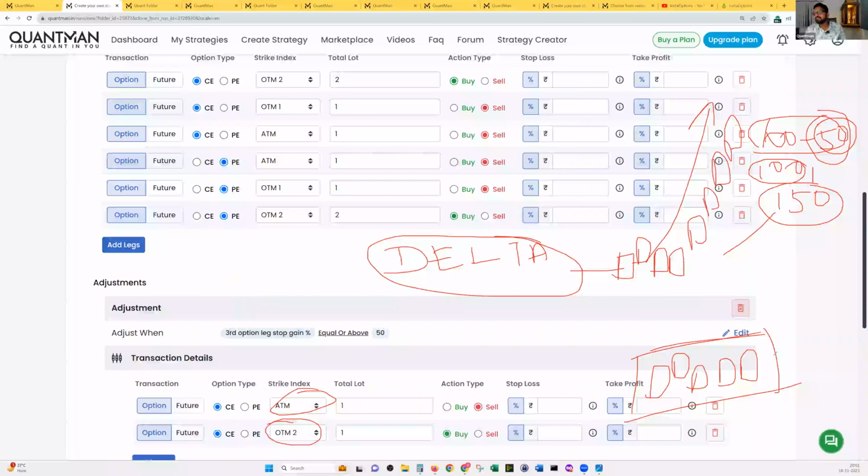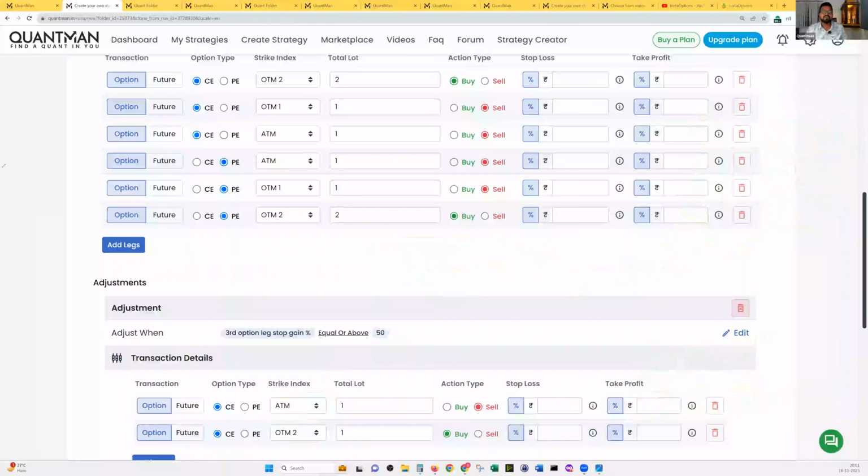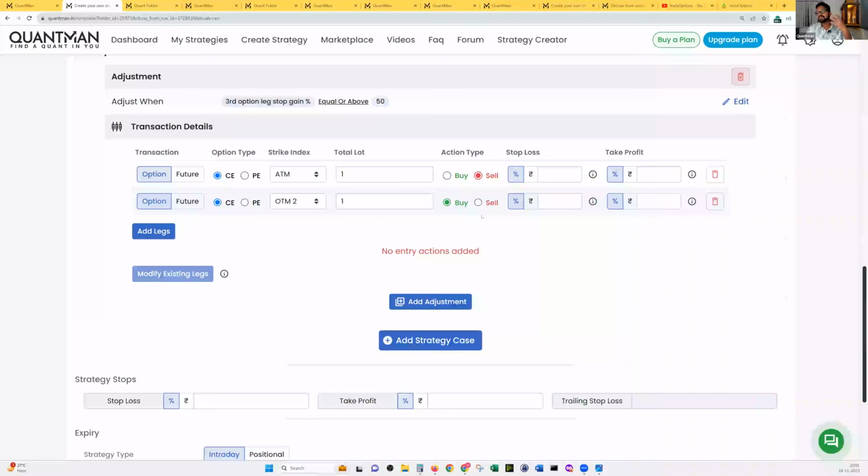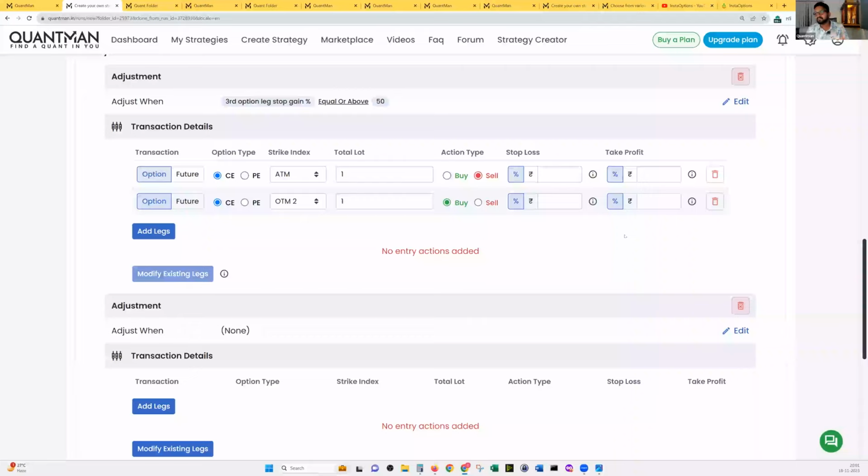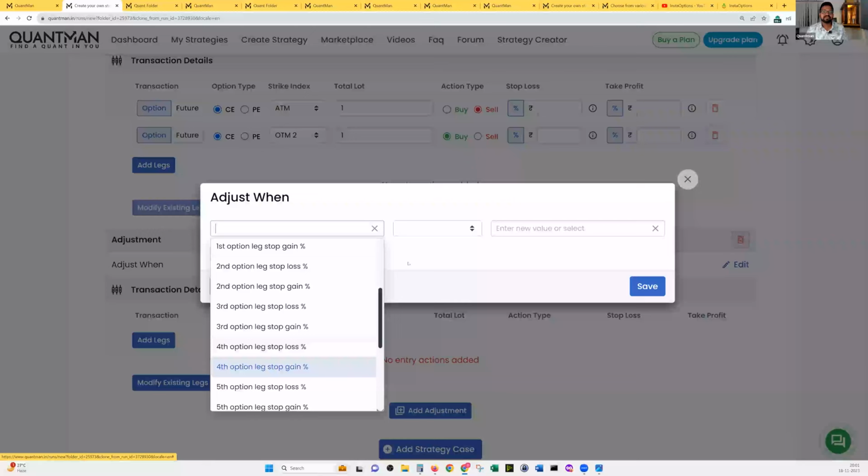Hope you guys understood, but I'm so sorry, this session is more option oriented. You need to understand a lot. If you have the basic knowledge about options, then only it is possible. On the same hand, I'm just going to select the fourth leg, stop gain equal to say 20% or 50%.